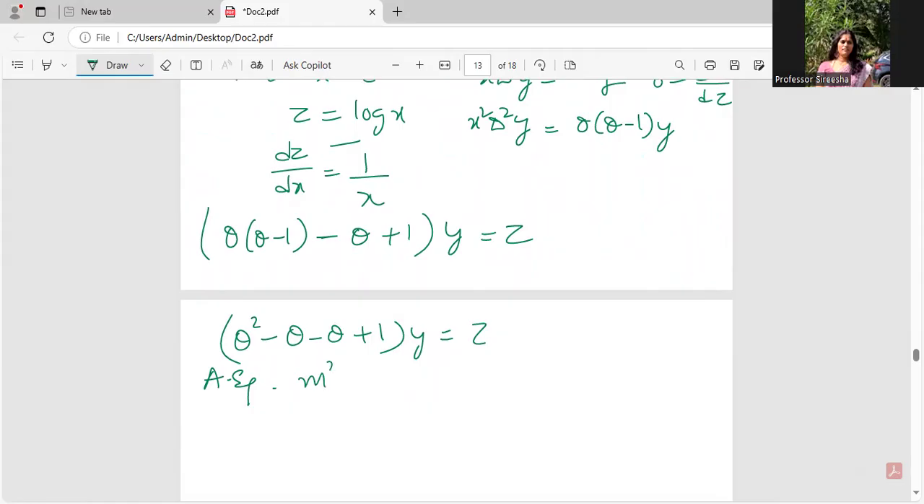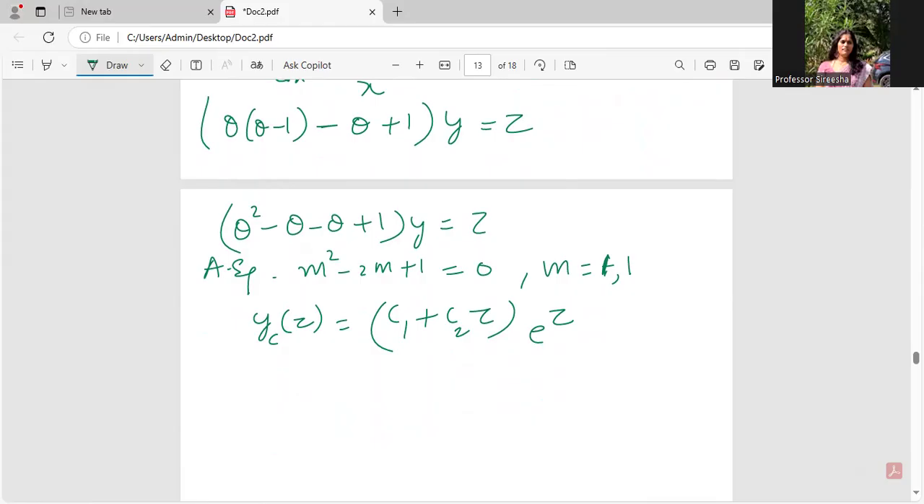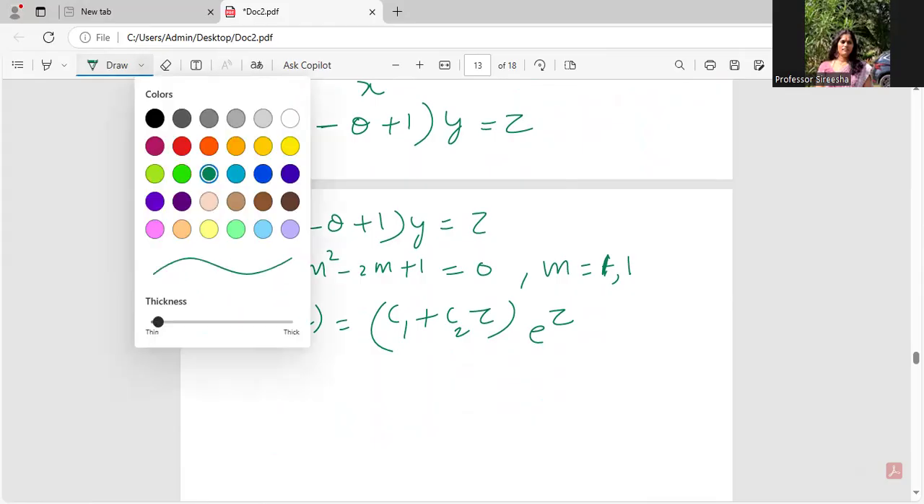Auxiliary equation is m squared minus 2m plus 1 is equal to 0. Roots are m is equal to minus 1, 1, comma 1. Okay, not minus 1. Roots are m is equal to 1, 1. So I know what the solution is. So yc, how will I write? yc in terms of z would be (c1 plus c2 z) e power z would be the solution, right? In terms of z. At the end, I will transform it to in terms of x.